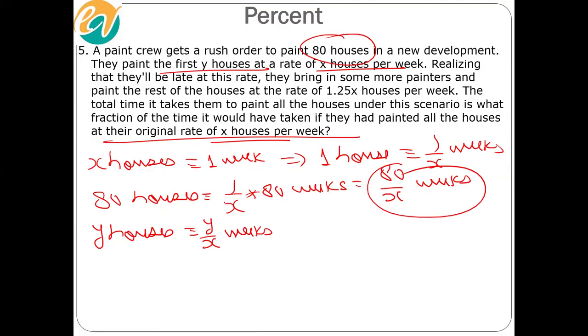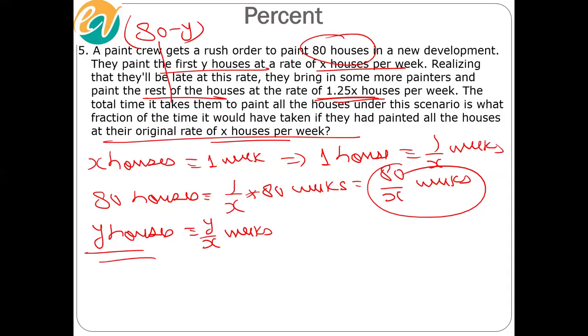Realizing that they'll be late, they bring in some more painters and paint the rest of the houses at 1.25x houses per week. Remaining houses, mind you, since Y houses have already been painted. So how many are the remaining houses? 80 minus Y houses. And they are painting at 1.25x houses per week, right?